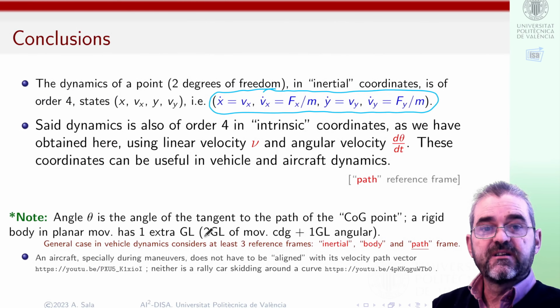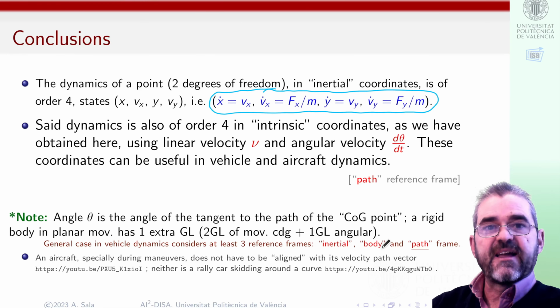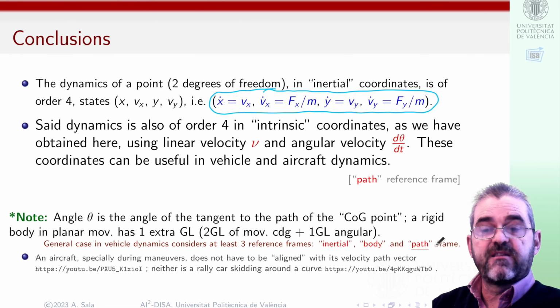However, when discussing vehicle dynamics, we may realize that if the moment of inertia is not negligible, the aircraft or the car, whatever, may not be aligned with the actual path reference frame. This is a simplification, and the whole study maybe needs a minimum of 3 reference frames and rotations between them, what we call the inertial frame, the GPS coordinates of my vehicle, the body frame, which is the orientation of my car or my airplane, and the path frame, which is the one we have been discussing in this video.